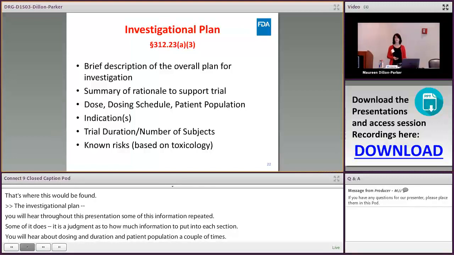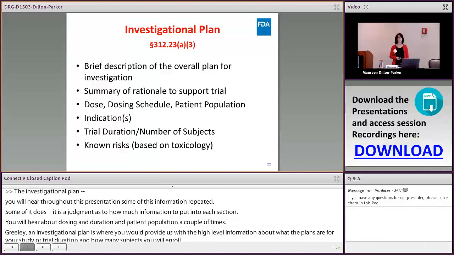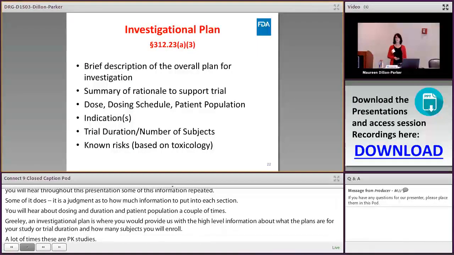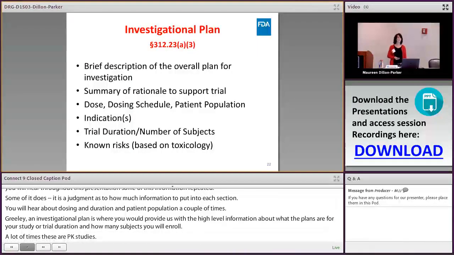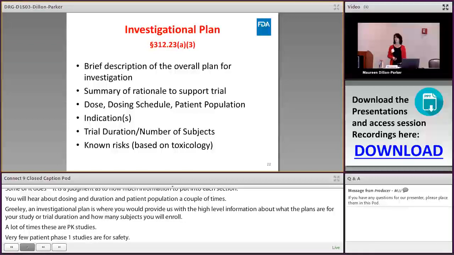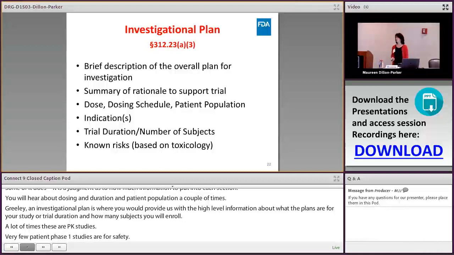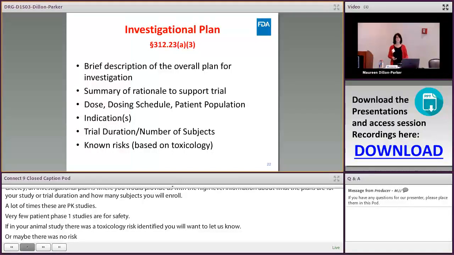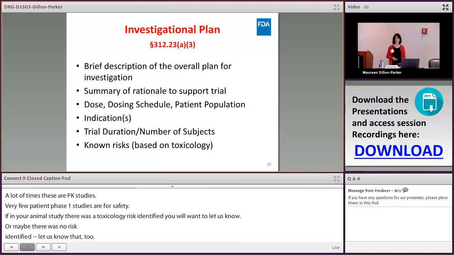But briefly, in the investigational plan, this is where you would provide us with that high-level information about what your plans are for your study or trial duration, how many subjects you're going to enroll. A lot of times these are PK studies that might come in as your phase 1 studies. Very few patients. Phase 1 studies are really for safety. So if in your animal studies there was a toxicology risk that was identified, you're going to want to let us know that, or maybe there wasn't any risk identified. Let us know that too. Sometimes it's just as important to tell us what you don't know as it is to tell us what you do know. So just fill in the blanks as you go along and let us know what information is available for us.